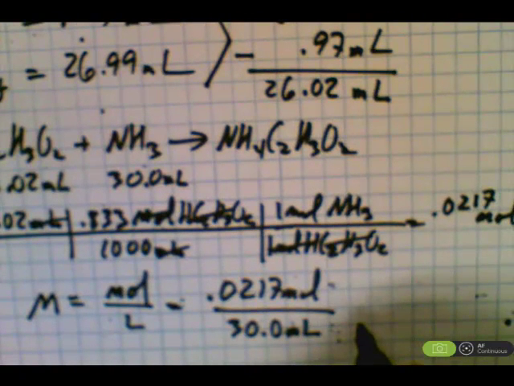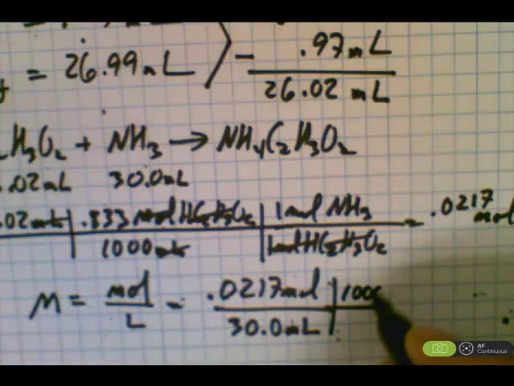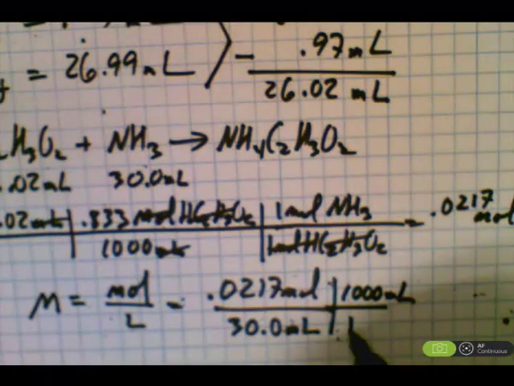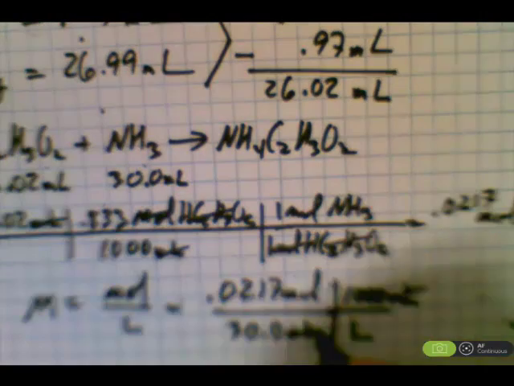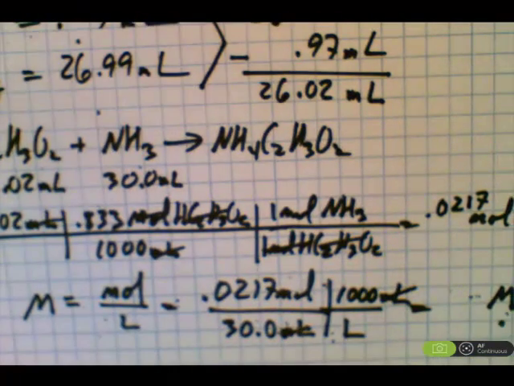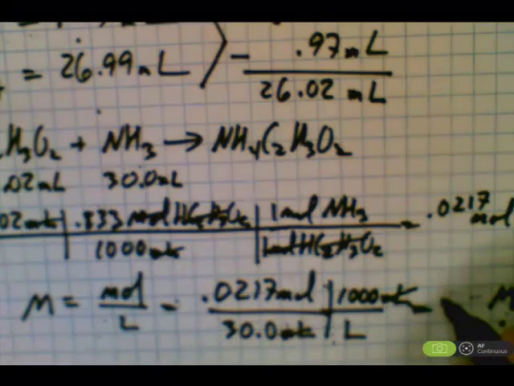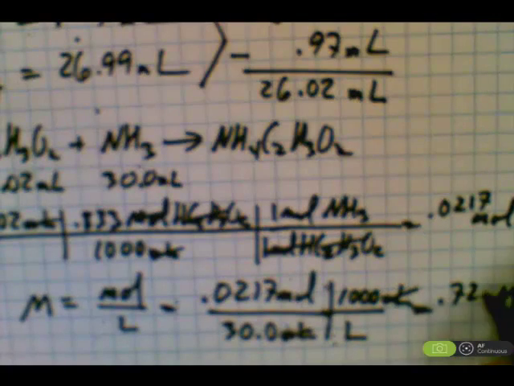I can easily convert this into moles per liter by just multiplying by 1,000 milliliters per liter, and this gives me moles per liter, or molarity. 0.0217 divided by 30, my answer is 0.722 molar. So now I know the concentration of my unknown. And that's how titration works.